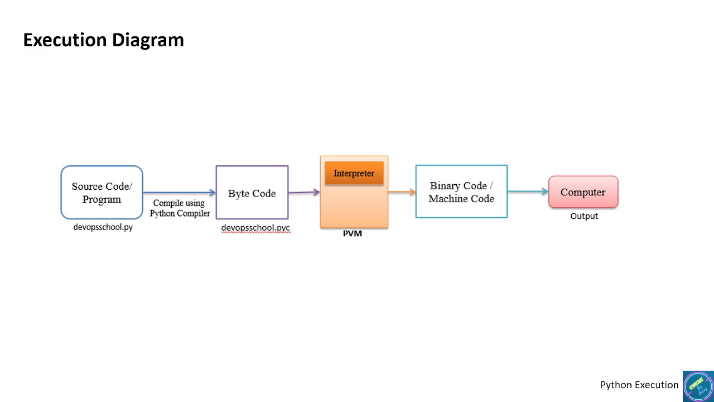That's the execution diagram. The source code is compiled and generated into bytecode, which then goes to the Python interpreter, is converted into machine specific code, and then it returns the actual final output that the user can see.